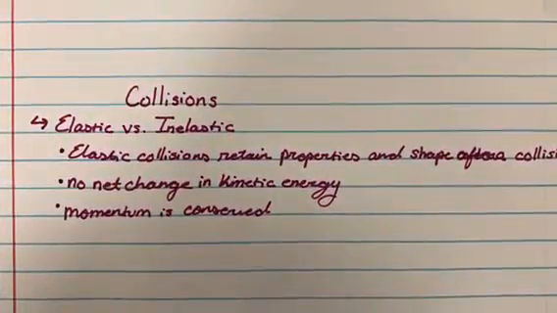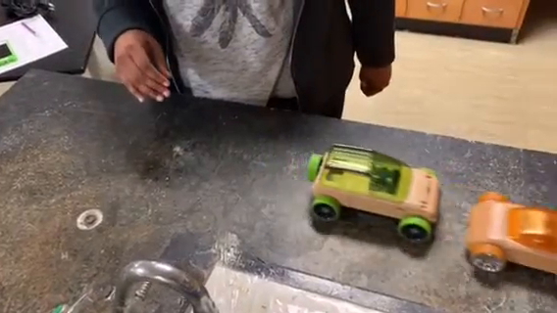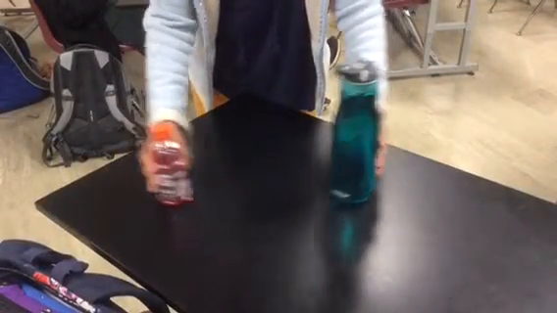Elastic collisions occur when colliding objects retain their properties when they collide. This is demonstrated by these two cars hitting each other. After the collision, they still retain their own shapes and properties. This is also shown when these two bottles collide together.